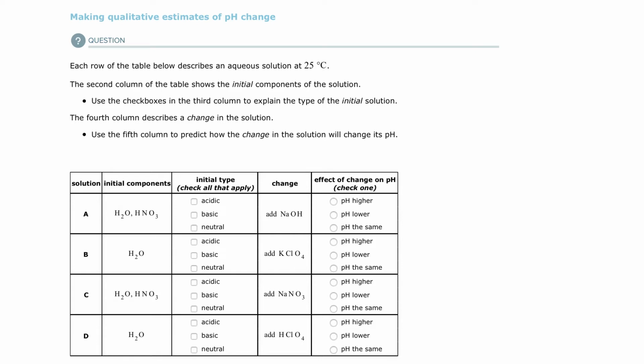So there's a lot going to be asked of you here. I think you can do this, but there's a lot of different things you have to know to get this one right. First thing you're going to have to know is to be able to look at a formula and tell whether it's an acid or a base or neither. Okay, so let's just look at these first before we even ask any other questions.